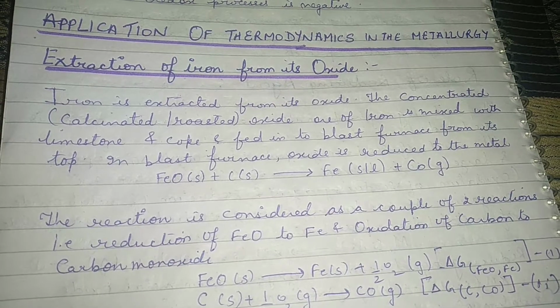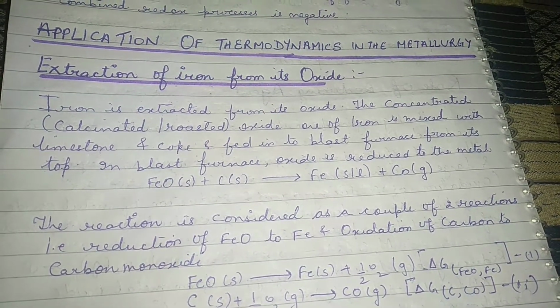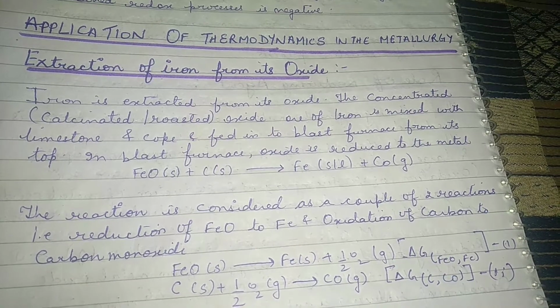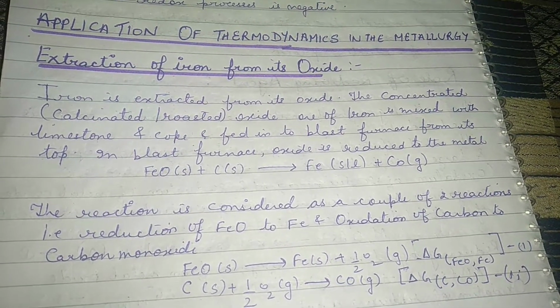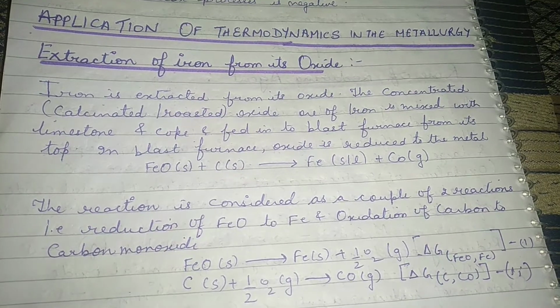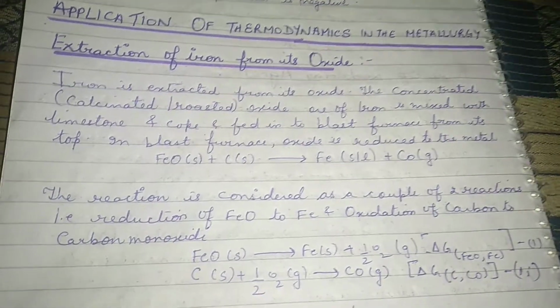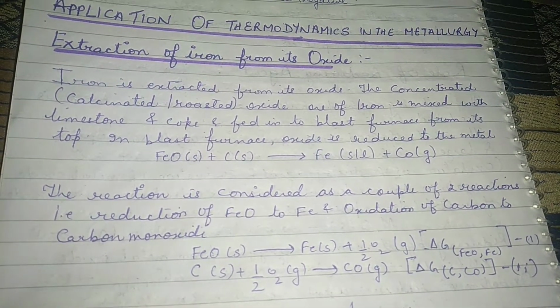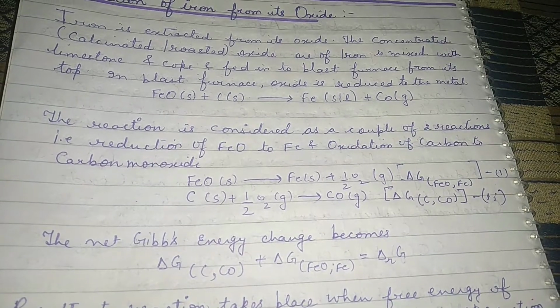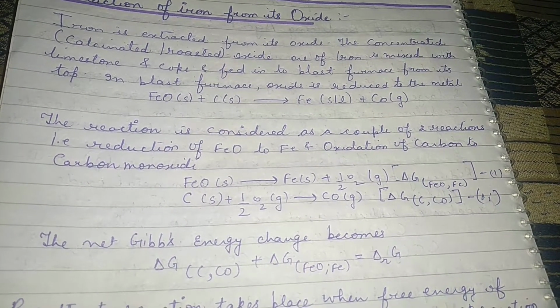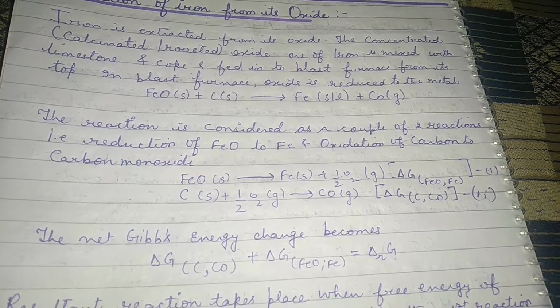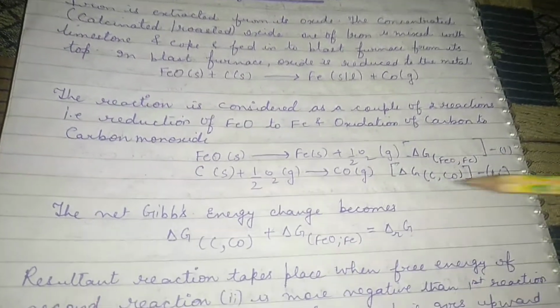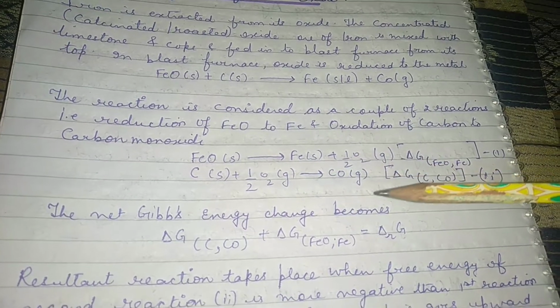Iron is extracted from its oxide. The concentrated, that is calcined or roasted, oxide ore of iron is mixed with limestone and coke and fed into the blast furnace from its top, and in the blast furnace the oxide is reduced to the metal. Here you can see the iron oxide reacts with carbon, carbon monoxide is formed and iron gets separated. The reaction is considered as a couple of two reactions. The first reaction is iron oxide, when heated, iron metal is obtained and oxygen gets liberated. This oxygen reacts with carbon to form carbon monoxide.